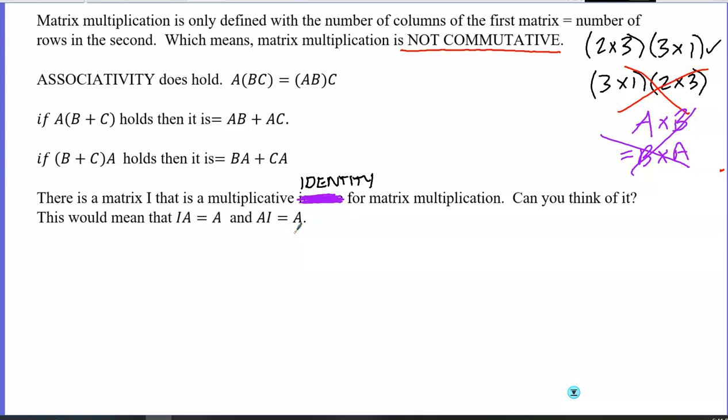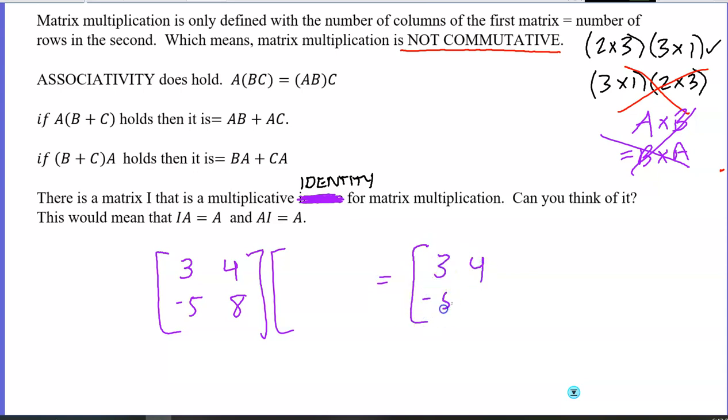Can you think of a matrix? And I'll make up one here real quick. So I'll make matrix A 3, 4, negative 5, 8. So you're looking for a matrix that you could multiply and you'd still get out 3, 4, negative 5, 8. If you want to pause now and try a few of these on your own, you can.